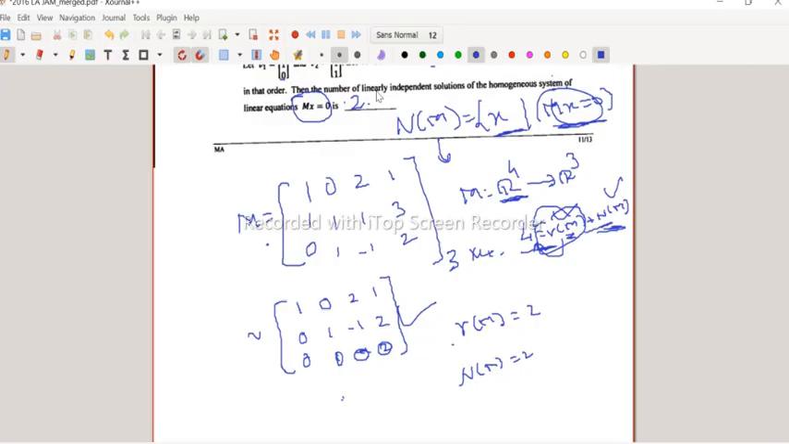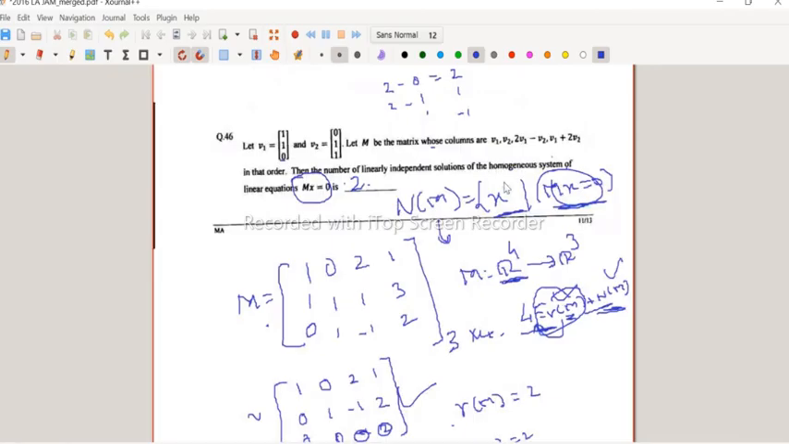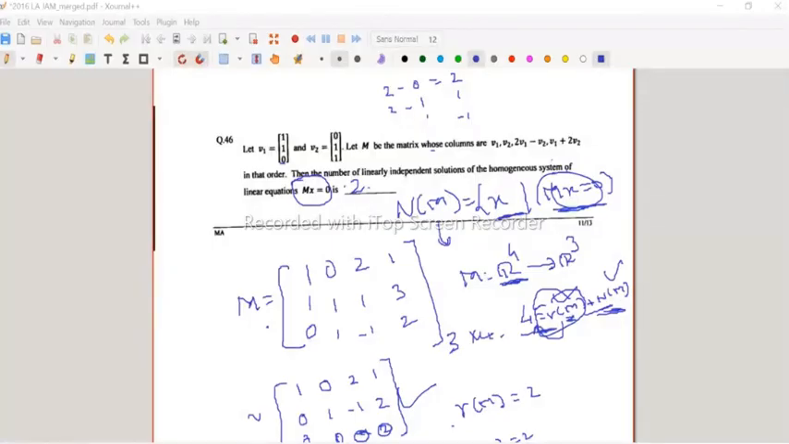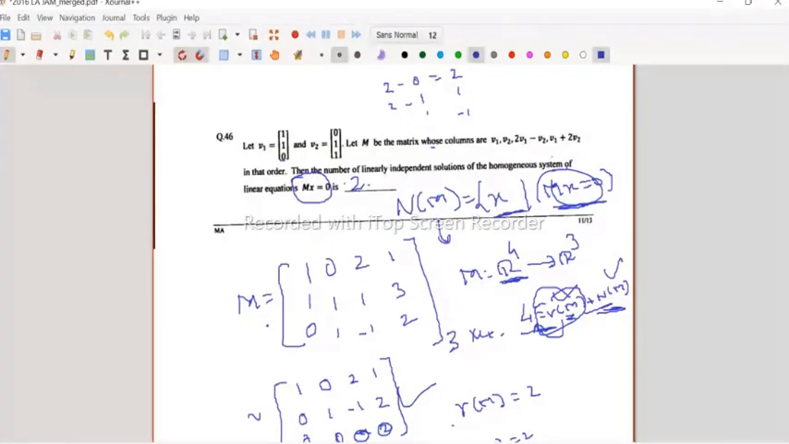So they didn't ask directly for the dimension of the null space. They asked differently: the number of linearly independent solutions of the homogeneous system. It is the same thing as the dimension of the null space. Any doubt in this? Okay.